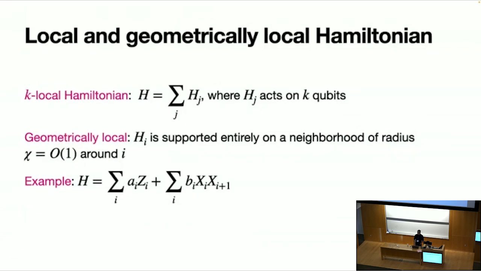For the purpose of this talk, we will talk mostly about geometrically local Hamiltonians. By geometrically local Hamiltonian, I mean a Hamiltonian that is supported on some lattice, where every term of the Hamiltonian is only supported on qubits that are neighboring each other. For example, you can consider this nearest-neighbor Ising model.